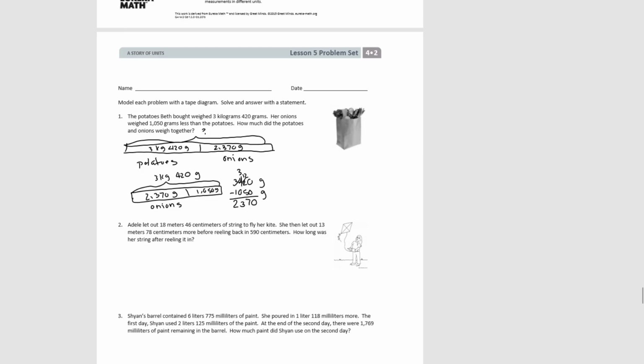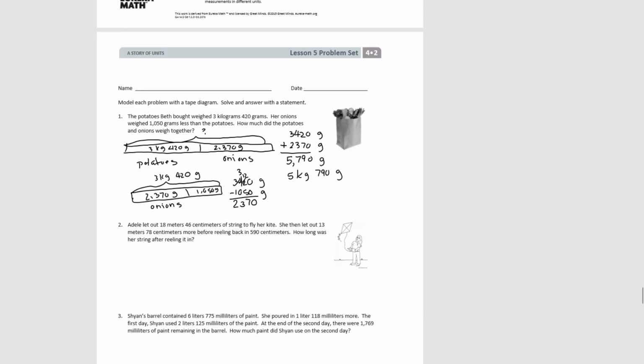And the top tape diagram tells us that to get the total, we're going to have to add the two amounts. So let's write the amount of potatoes as grams. And we have the amount of the onions as grams. And we're going to add them together. And we get 5,790 grams, which we could also write as 5 kilograms, 790 grams.